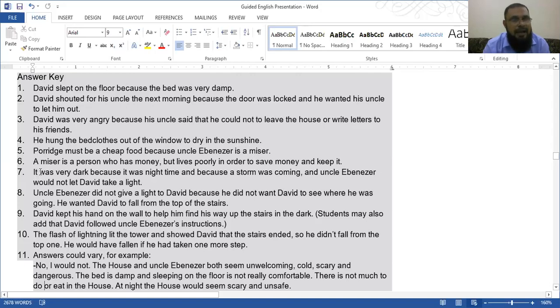Number 6, a miser is a person who has money but lives poorly in order to save money and keep it.